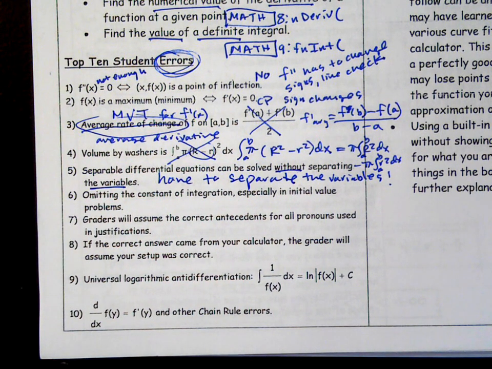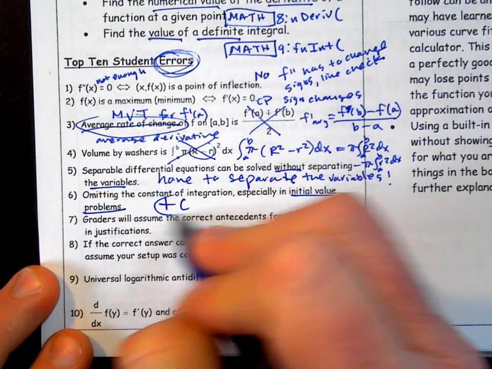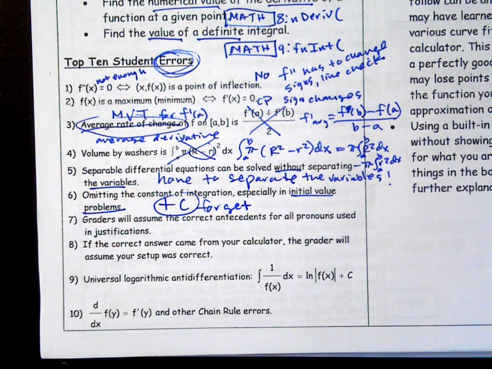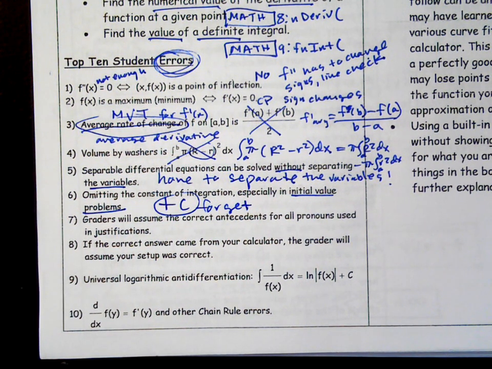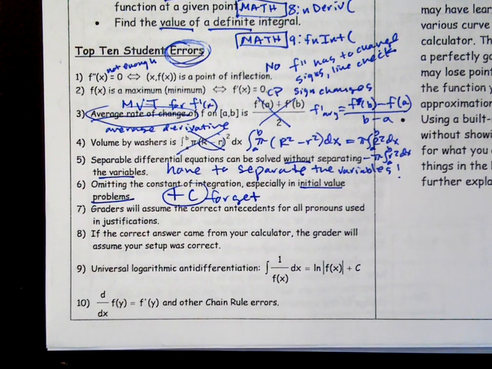Omitting the constant of integration, especially in initial value problems. The constant of integration, that's the plus c. People forget the plus c, which is bad. You lose a lot of points. With initial value problems, you lose even more points because then you're supposed to find the c value. Make sure you don't forget the plus c. That was an error that we made a lot sometimes on tests.